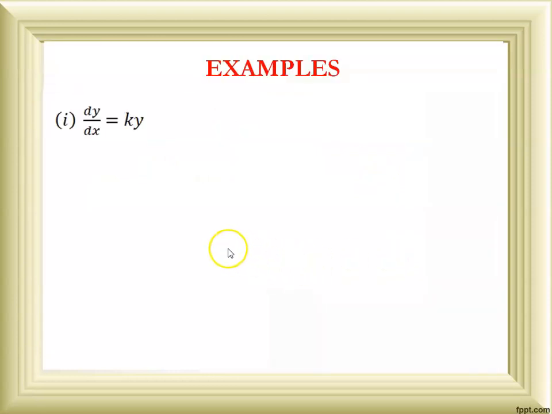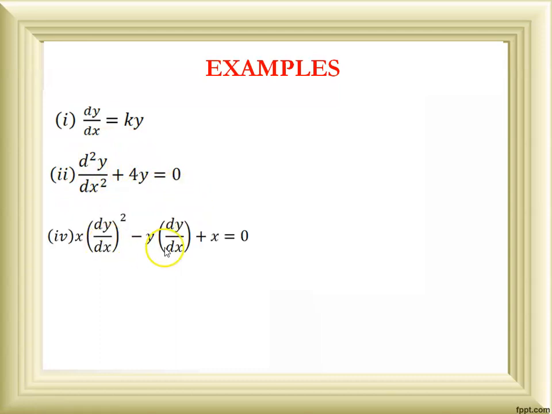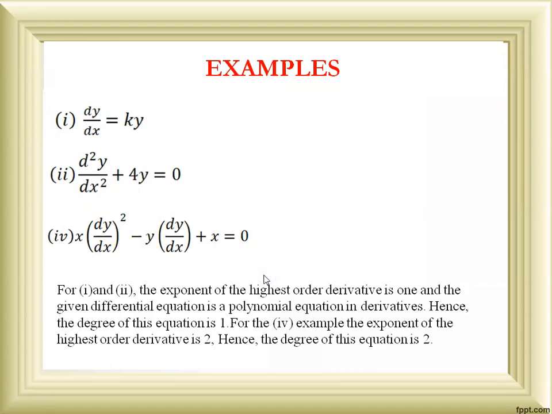So look at these examples. Here dy by dx whole power is 1. So therefore here the degree of this equation is 1. d square y by dx square whole power is 1. So therefore this also has the degree 1. So here two terms are there, dy by dx whole square and dy by dx. So therefore this exponent value is 2. So this particular equation's degree is 2.